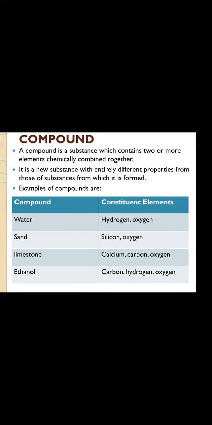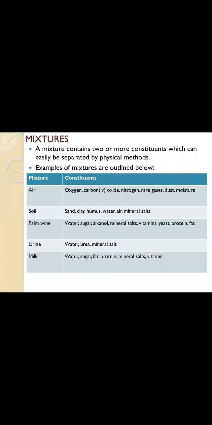This brings us to mixtures. Mixtures are impure substances in most cases. Mixtures are those substances that contain two or more constituents which can be separated by physical methods. Mixtures can be separated by physical methods. Compounds cannot be separated by physical methods. An example of a mixture is our air.